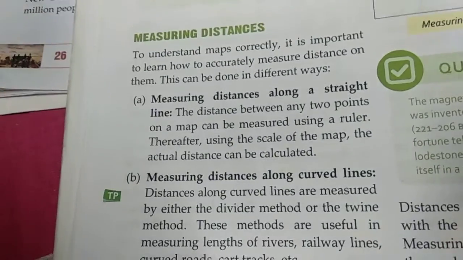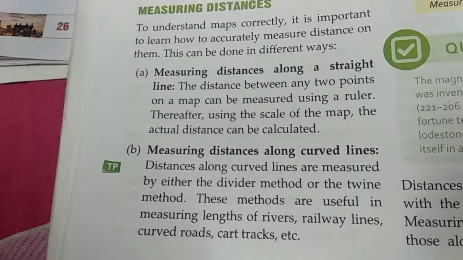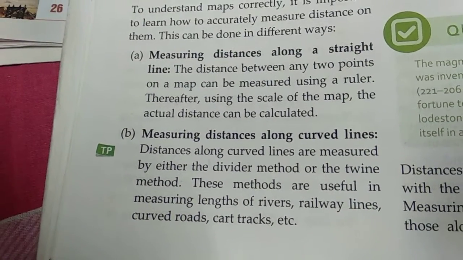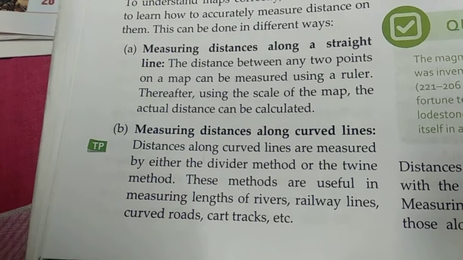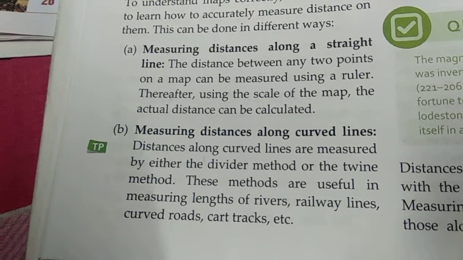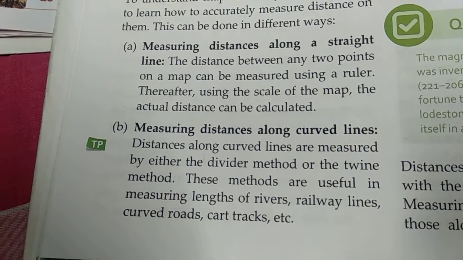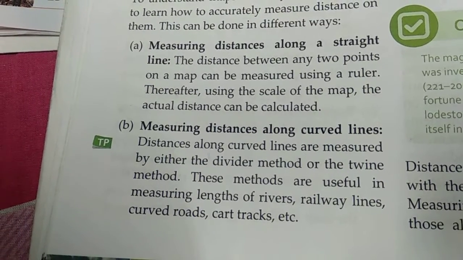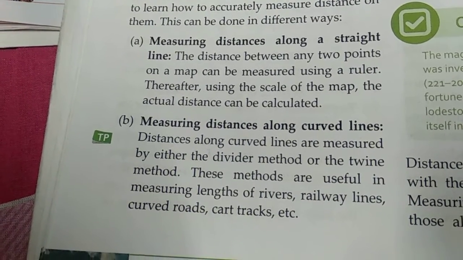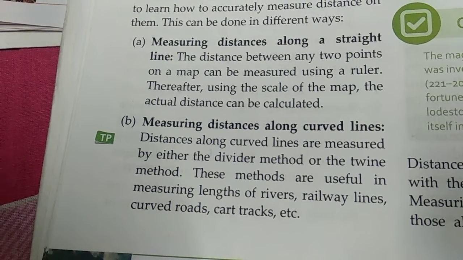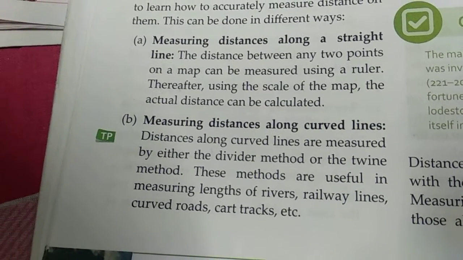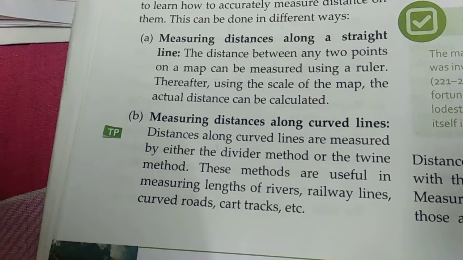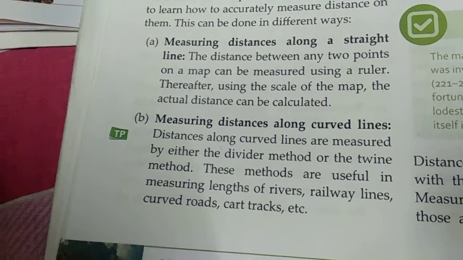For instance, first measuring the distance in a straight line. Now how is the measuring of a distance in a straight line done? For instance, from here to your school, if it is a straight line on the map between 2 points, it can be measured with the ruler. Thereafter, using the scale on the map, the actual distance can be calculated.